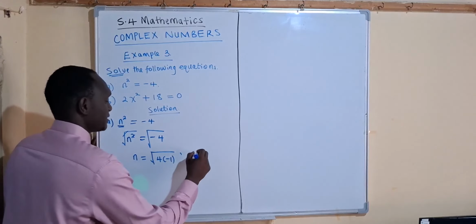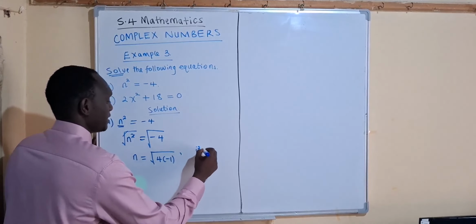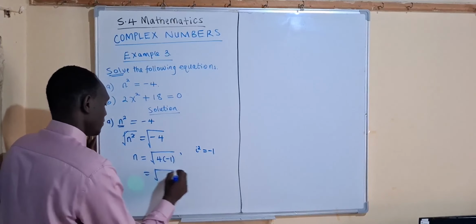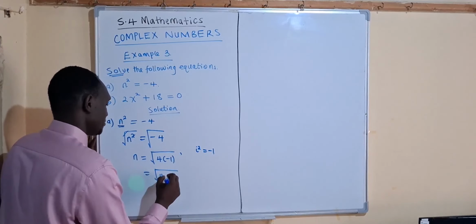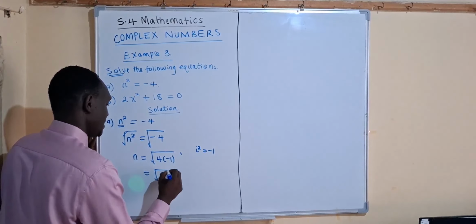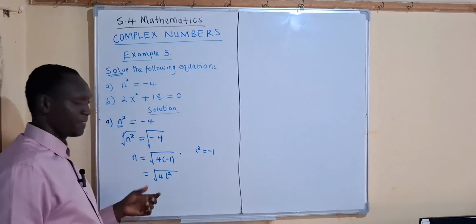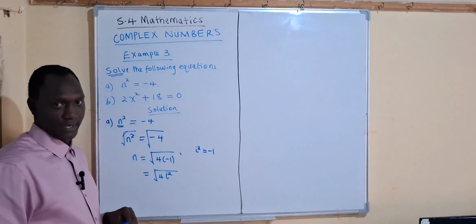And we say that i squared equals -1. So instead of -1 in this equation, we shall substitute for -1 as i squared.